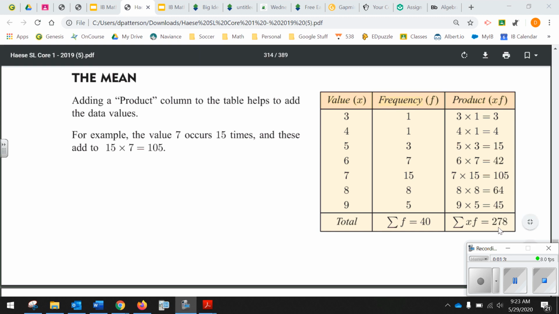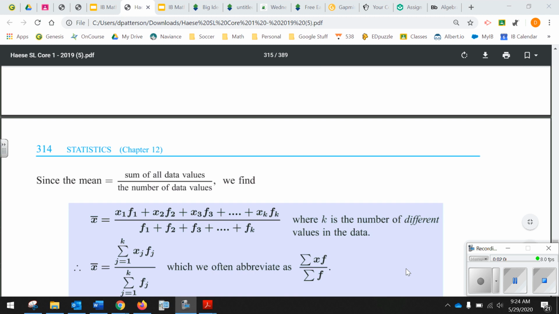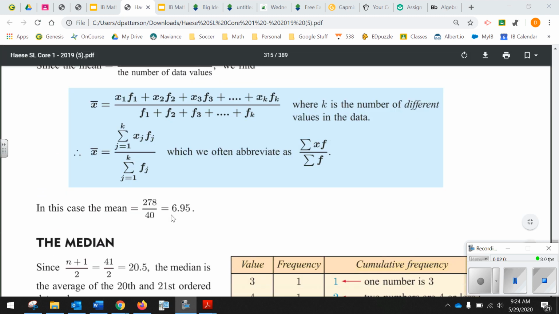Now, once I get down here to 278, 278 is the total of all of the values. So in order to figure out what the mean is, I'm just going to take that 278 and divide it by our frequency, which we can see here, the sum of all of the f's is 40. So the mean is going to be 278 divided by 40, which happens to be 6.95.